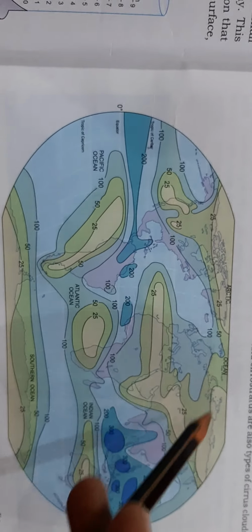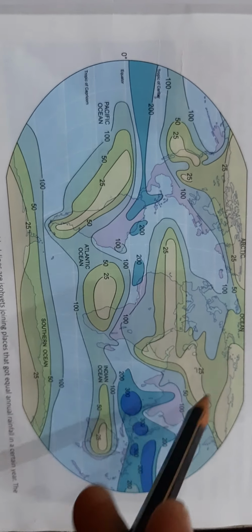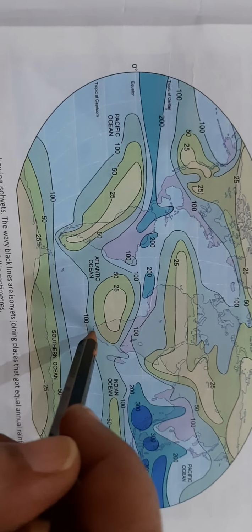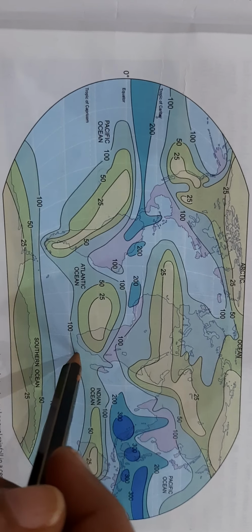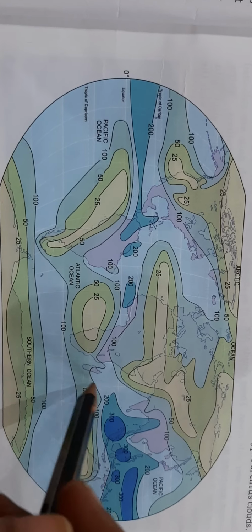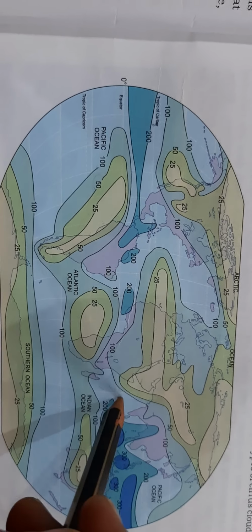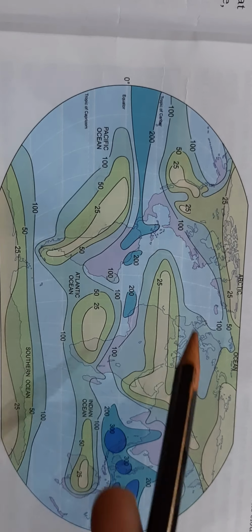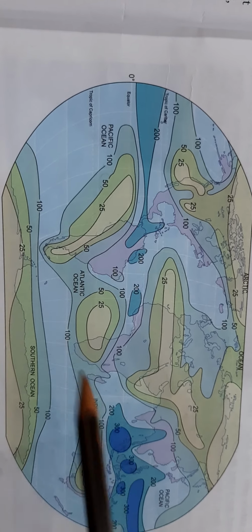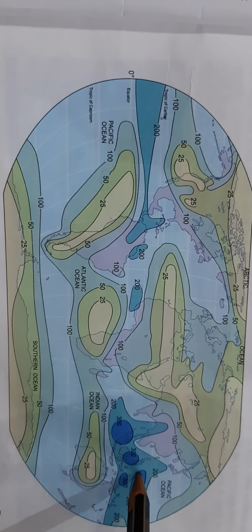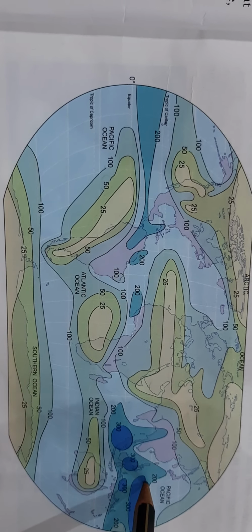So isohyets are the lines which join different places, and those different places which these lines are joining experience the same mean annual rainfall. An isohyet is a line drawn on a map to join places that have the same mean annual rainfall. I hope it is clear, and this helps us to mark out wet and dry regions on the map.